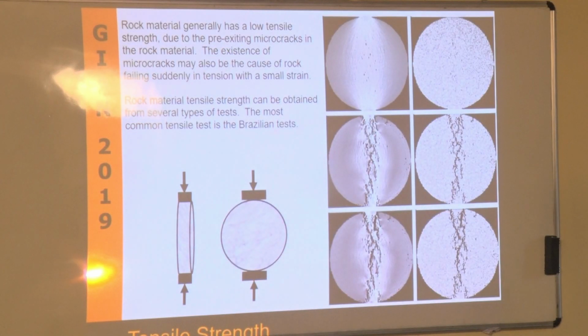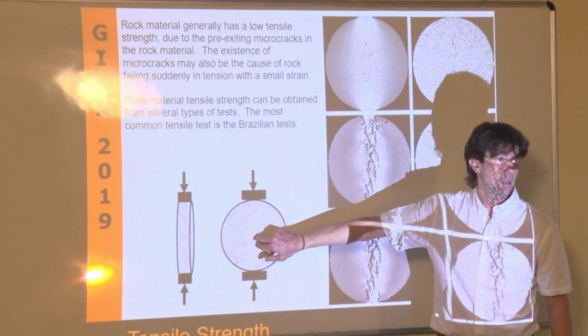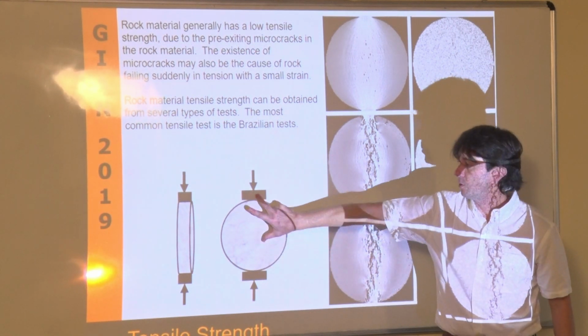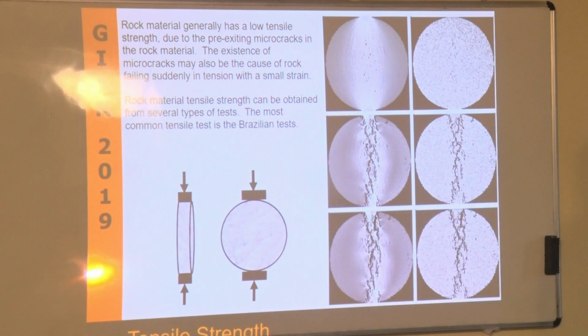So we already talked about the Brazilian test, so this is basically what is happening. One caution is that failure must start from the center and propagate towards the platens.